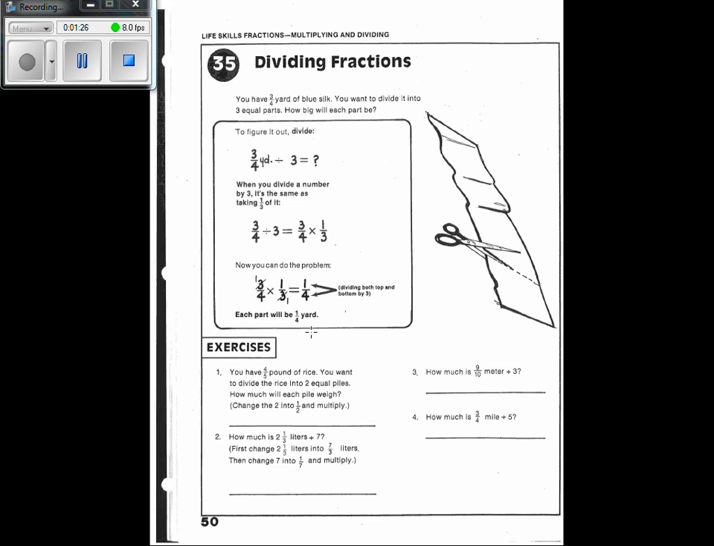Again, when we divide fractions, we keep the first number, we switch the sign to multiplication, and we flip the fraction.